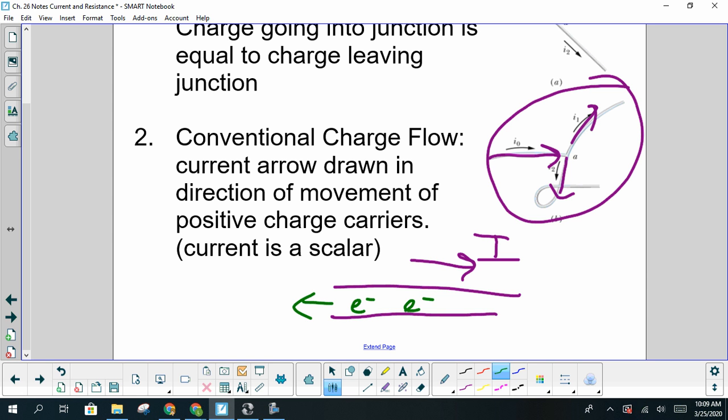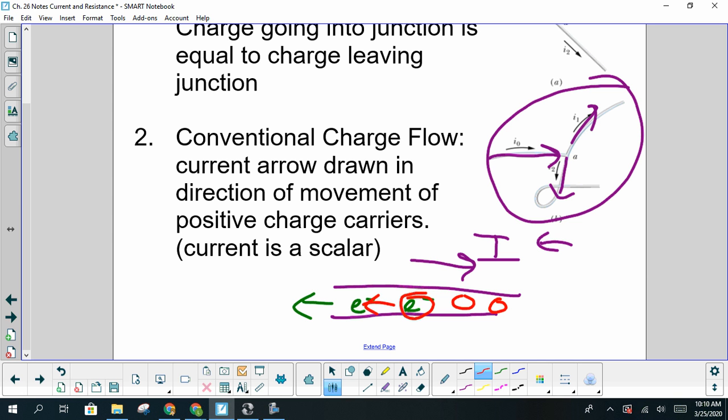But the green, those electron movements, is not what we're studying. What we're actually studying is a conventional current, which is this I, right? And if we think about that, we can think about it as the movement of holes. So like this little guy here left this spot to go there, and so that movement of those holes actually moves in the direction of the conventional charge flow.